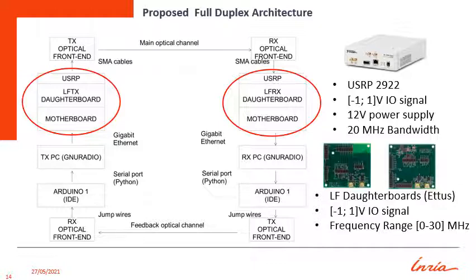But in this case, since we use very low frequencies for modulating the signal of the LED and the signal received by the photodiode, we integrated the two daughter boards provided by Ettus in our system, which allow us to manage the operation in a low frequency range between 0 and 30 megahertz, which matches the frequency band of our modulated signals.